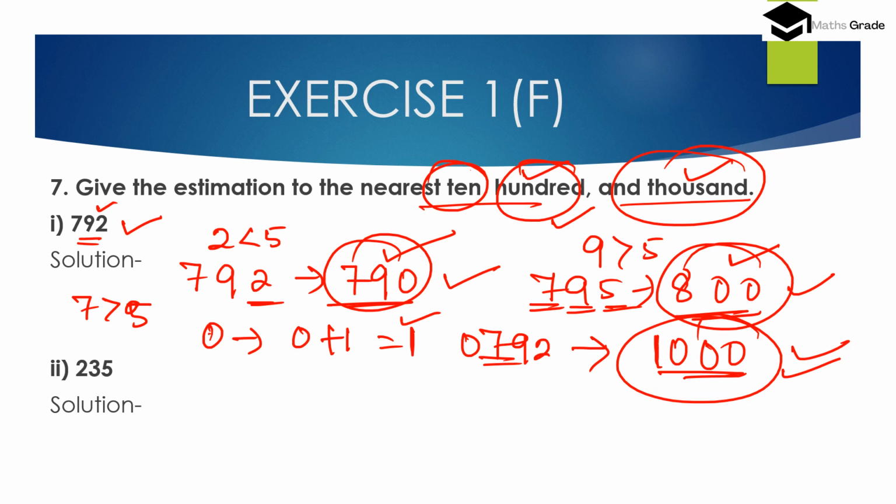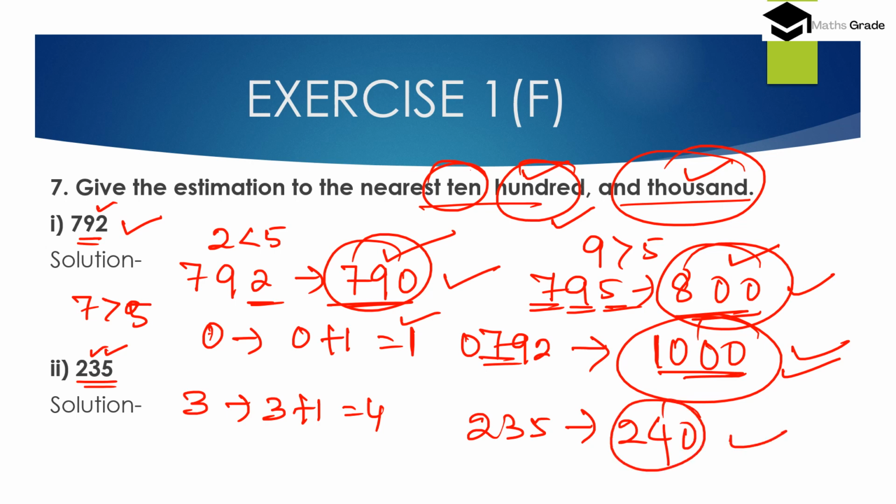Now second bit 235. Now we have to round this number 235 to the nearest 10. When we round any number to the nearest 10, we have to look at the unit place value digit. Here unit place value digit is 5 and 5 is equal to 5, so we have to add 1 to the tens place value digit. Here tens place value digit is 3. So this 3 changes to 3 plus 1. 3 plus 1 is 4. So 235 rounded to the nearest 10 will be 240.